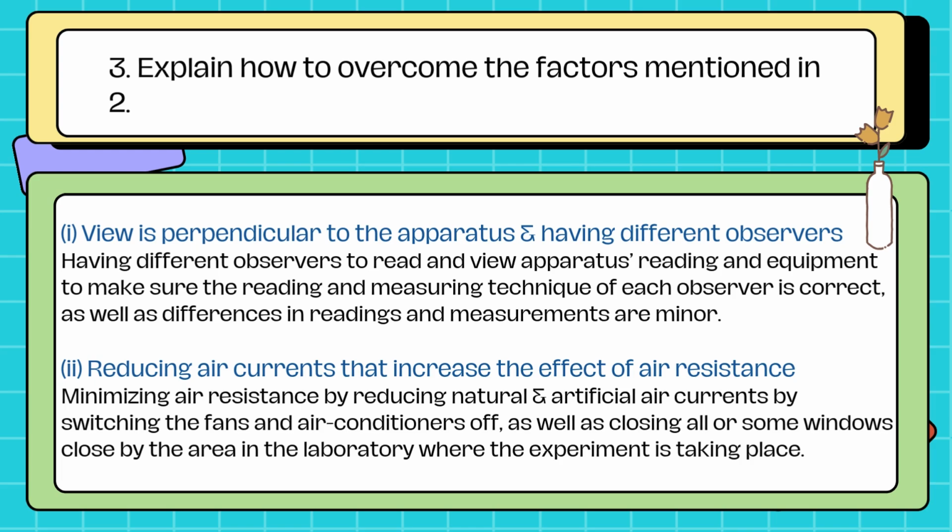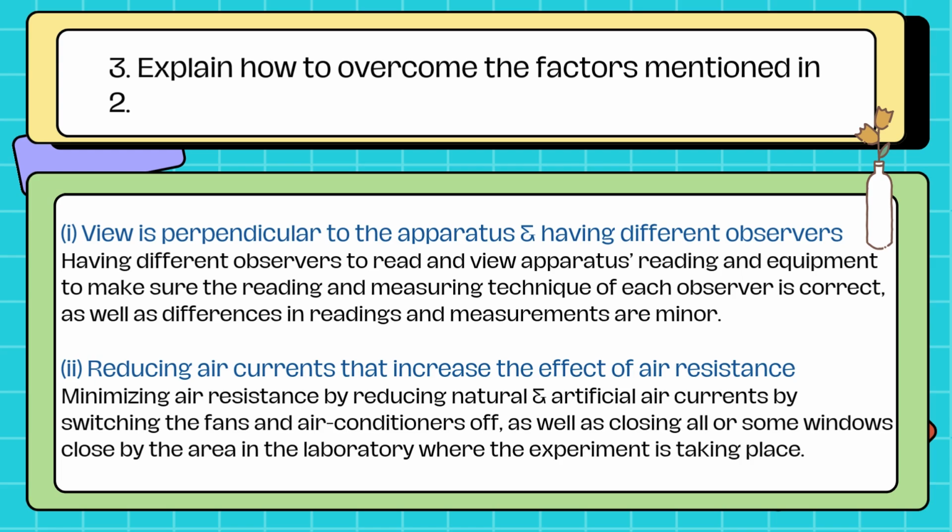A few ways to overcome parallax error are having different observers read and view the apparatus readings, and checking the equipment to make sure the reading and measuring technique of each observer is correct, as well as that differences in readings and measurements are minor.